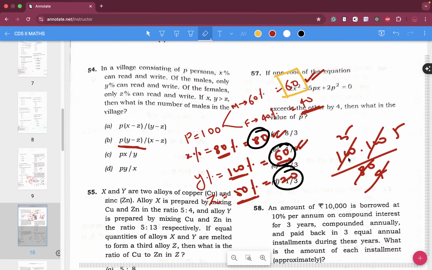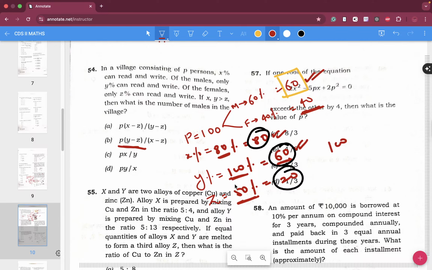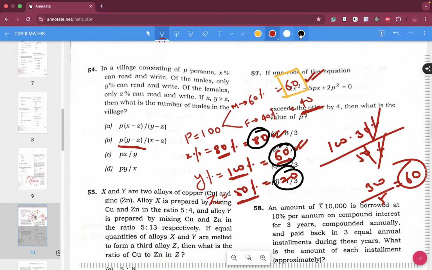Okay, let's check this one. Option number 1 over here. P is 100 into X minus Z. Sorry, X minus Z is 30% divided by Y minus Z, which is your 50%, right? Percent gone, 300 by 5, which is 60. Okay, this was the number that we were looking for. Right? So yeah, the first option that we ignored, that itself was the answer.